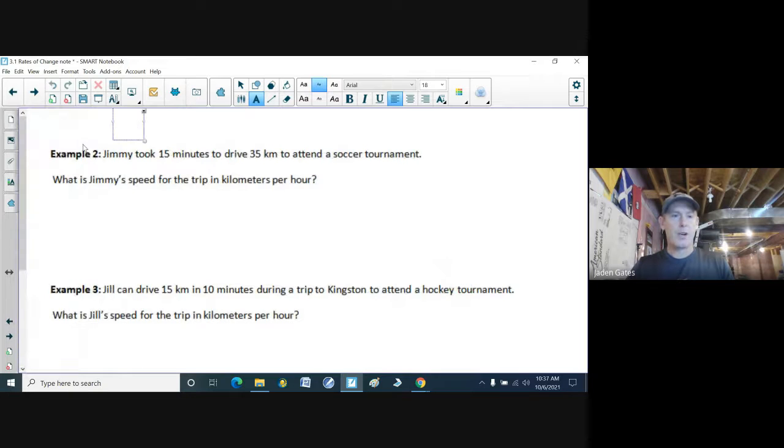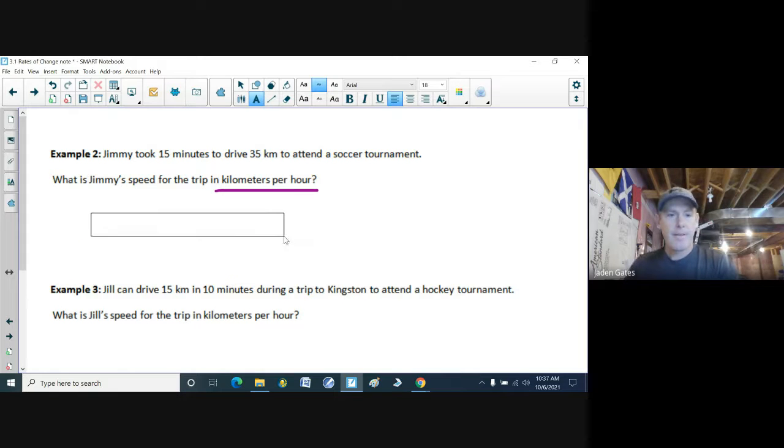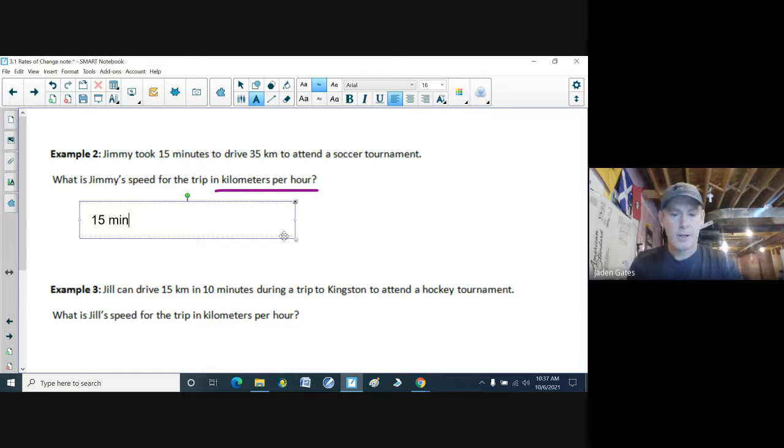Here's another look at rates. Jimmy took 15 minutes to drive 30 kilometers to attend a soccer tournament. What is Jimmy's speed for the trip in kilometers per hour? All right, so we're again finding speed. Now, it's taking 15 minutes to travel 35 kilometers.